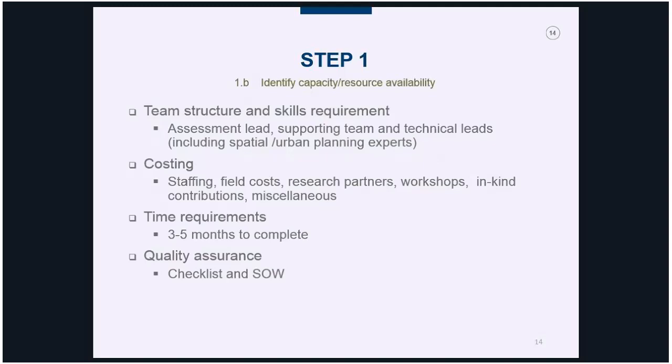So we've given some parameters on the type of team structure and skills that's required. This is the budgeting, the different elements of the budget that you should consider. We think this process would take about 3 to 5 months. So you should ask yourself whether the team has this amount of time, whether the project allows this amount of time for the assessment.